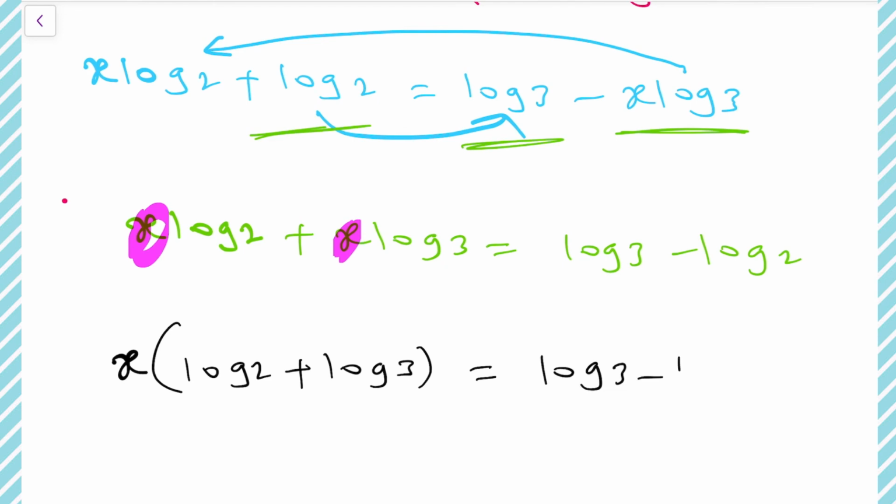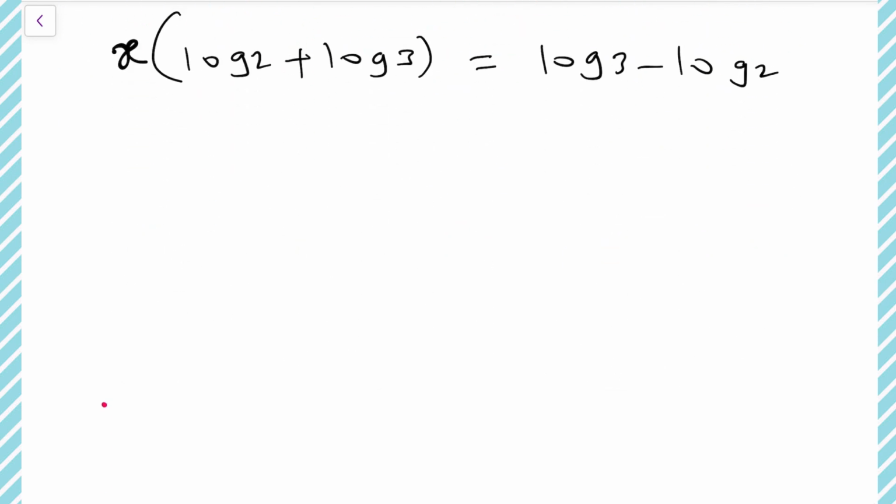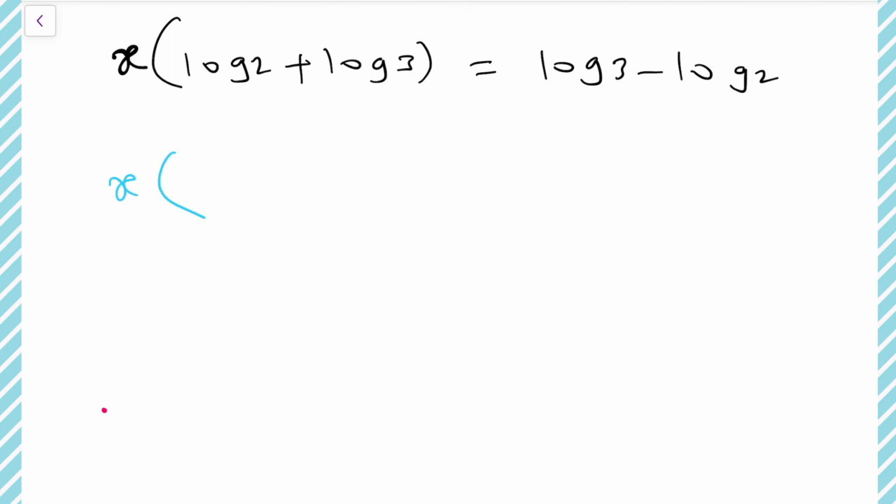In the next step, I will make it short. So here x into (log 2 + log 3). It is in the form of log a + log b. Log a + log b equals log ab. When addition is there, it means we need to multiply. So log 2 + log 3 will become log(2 × 3), log 6, equals, on the right side we have log 3 - log 2, which is in the form of log a - log b. It equals log(a/b). If minus is there, it means we need to do division. So log 3 - log 2 will become log(3/2).